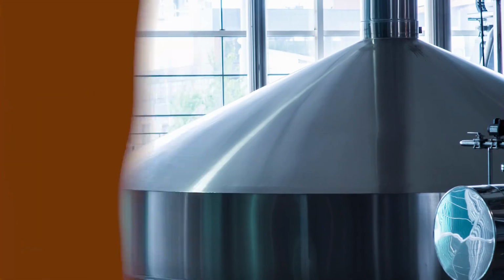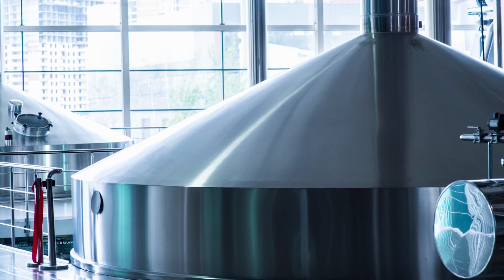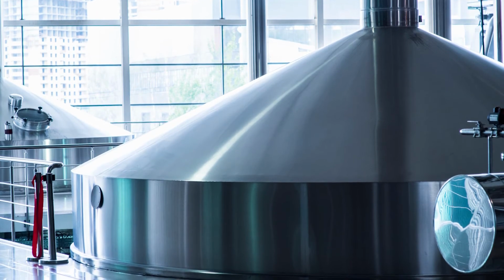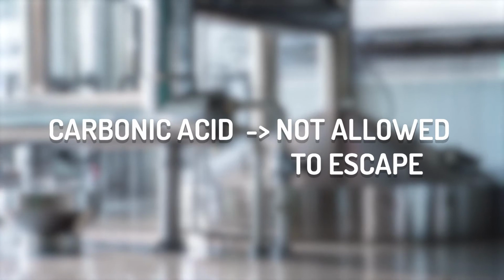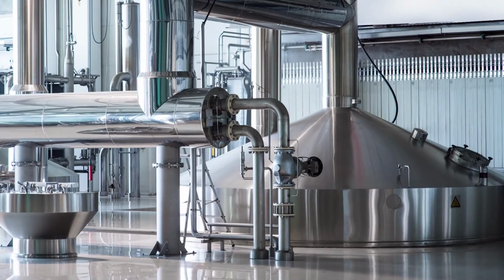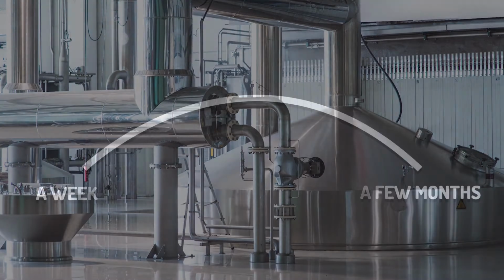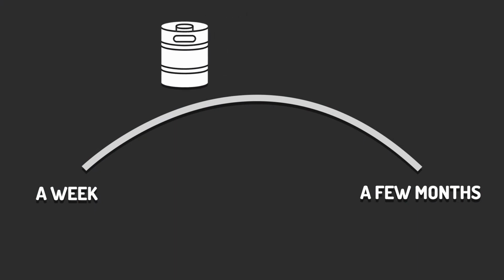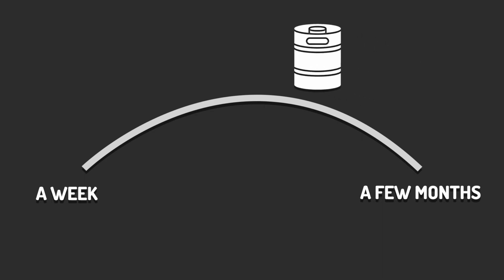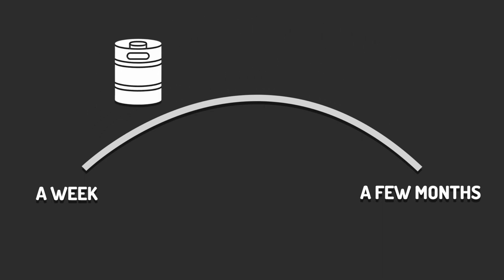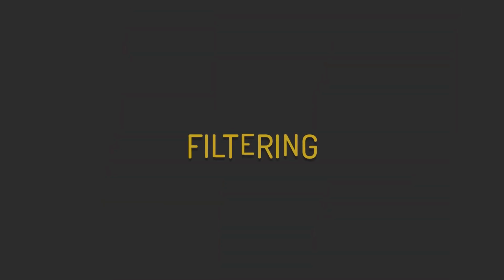Young beer is stored in closed-off containers and left alone at low temperatures. This is called lagering. Out of these closed containers, the carbonic acid is not allowed to escape, which causes the beer to stay tingly and fizzy. The period of lagering can run between a week and a few months, depending on the type of beer that is being brewed. Lagering, therefore, can also be called ripening.